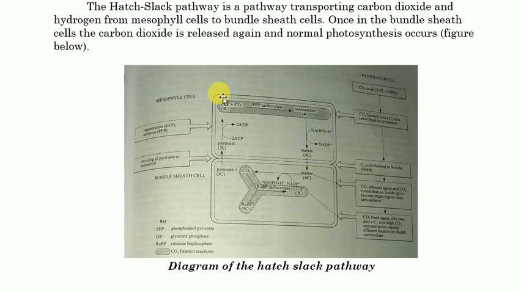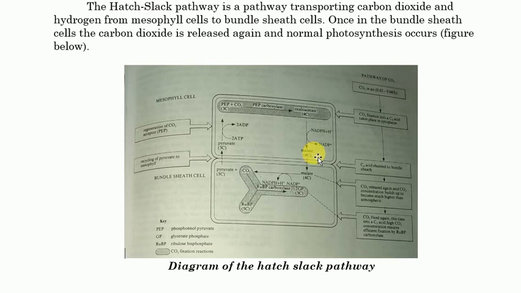As we read before in the definition, the Hatch-Slack pathway is the pathway for transporting carbon dioxide and hydrogen from the mesophyll to the bundle sheath. So this is our mesophyll cell and this is the bundle sheath cell. Carbon dioxide has already been fixed here, and then hydrogen is added here. So malate has carbon dioxide and hydrogen, which can be released in the bundle sheath cell.